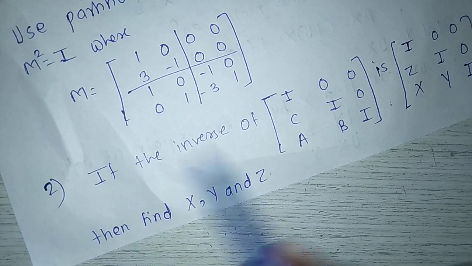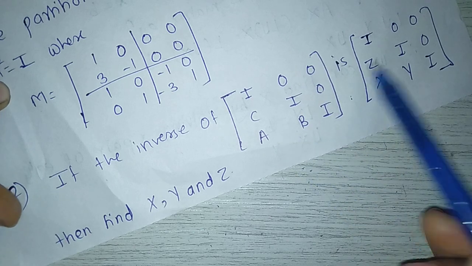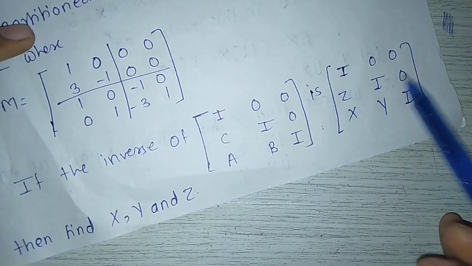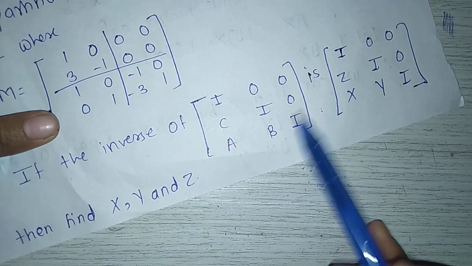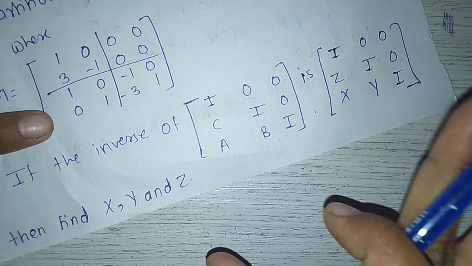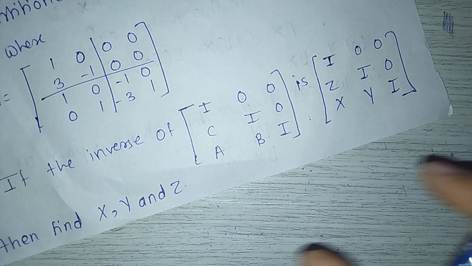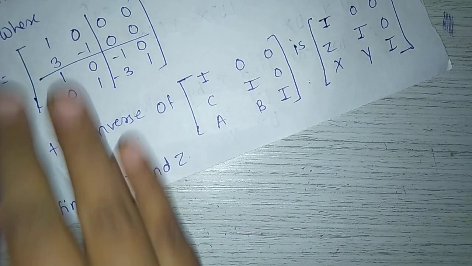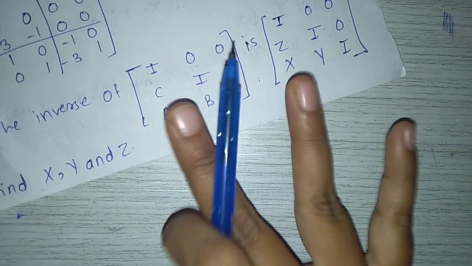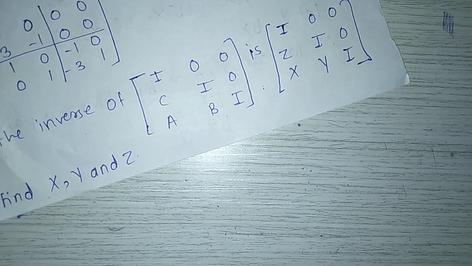Next example is, if the inverse of I 0 0 C I 0 A B I is I 0 0 Z I 0 X Y I, then find X, Y and Z. Inverse of this means these two multiplied give the identity matrix. Then it is easy to find X, Y and Z by comparing the entries of the multiplication of these two matrices with the corresponding entries of the identity matrix.